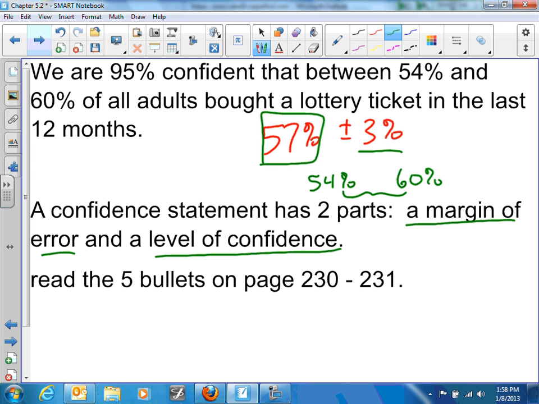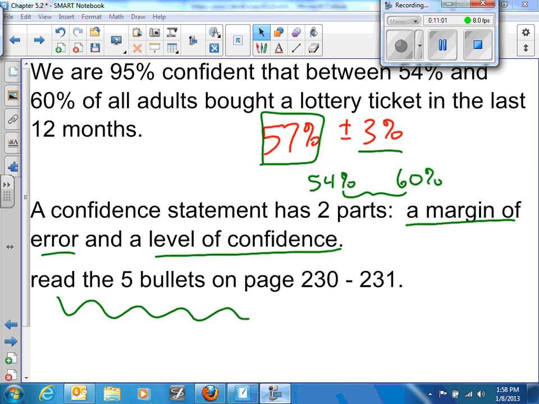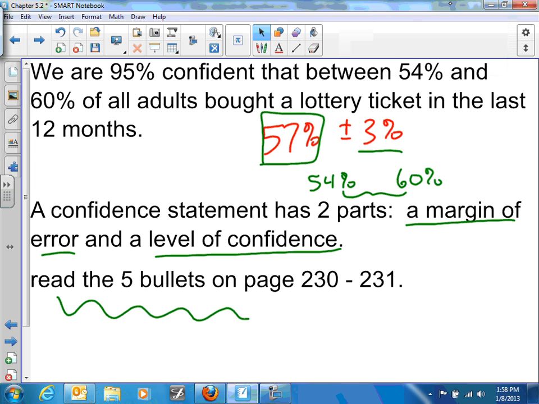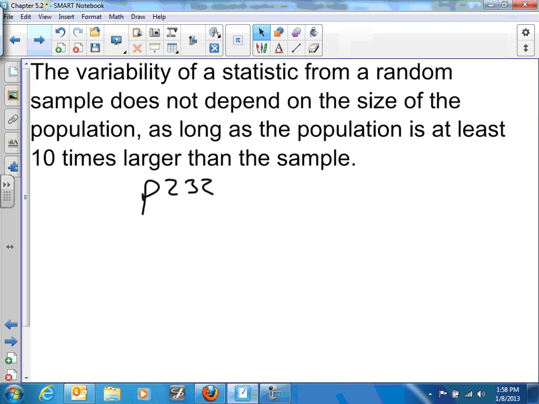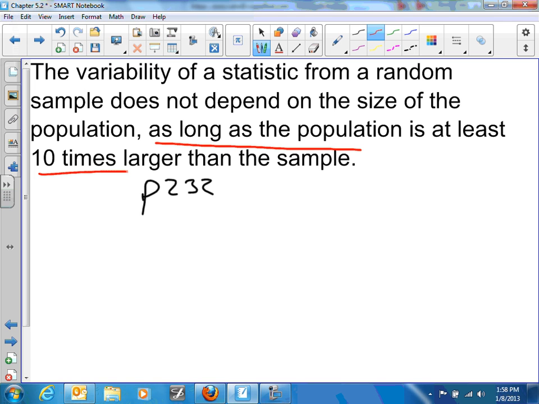You need to read these 5 bullet statements. Let's see how much time I have. 11 minutes, okay. I'm almost done. Now, the variability of a statistic from a random sample does not depend on the size of the population as long as the population is 10 times larger than the sample. Variability of a statistic p hat from a random sample does not depend on the size of the population as long as it's 10 times larger than the sample.